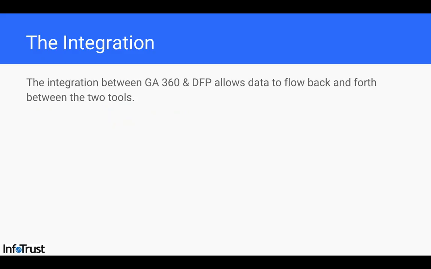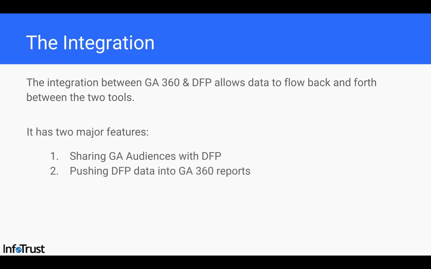So the integration between GA360 and DFP allows essentially data to flow between the two tools. There's going to be two major features here. One is going to be sharing GA audiences with DFP. And I'll go into more detail on both of these here in a second. The other one's going to be pushing DFP data into GA360. So number one is really kind of a smaller feature of this integration. Number two is the main feature that we see a lot of publishers really excited about.